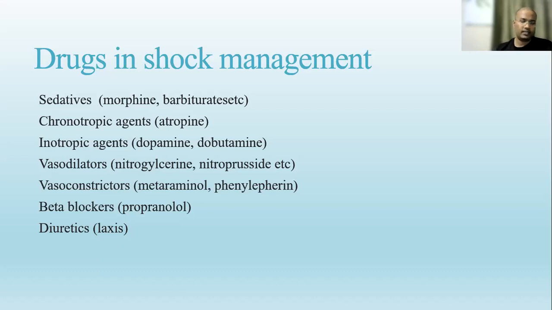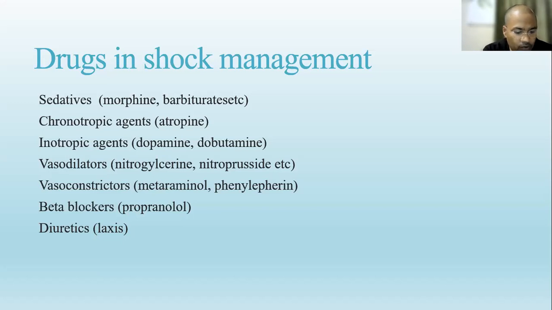Dopamine is the drug which should be given, especially in cardiogenic shock, because these inotropic agents give strength to our cardiac muscles. If the muscles are not contracting properly, then by giving dopamine you can increase the function of the cardiac muscles, so that the cardiac output increases.